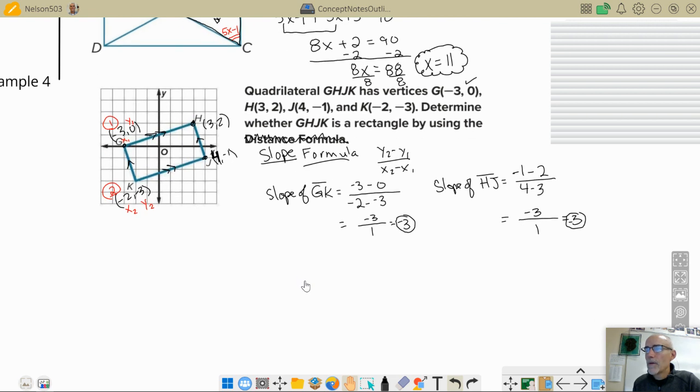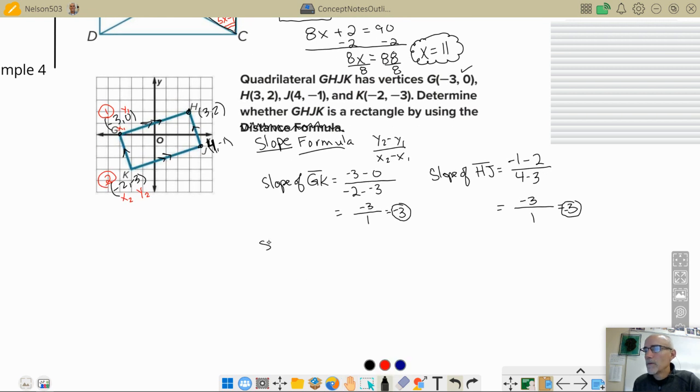So let's see. I want to find the slope of HG, okay? And so let's see. I'm going to go 2 minus 0. I'm going to pick up the pace a little bit. 3 minus a -3. So the denominator comes out to be 6, and the numerator is 2. That reduces down to 1/3. Okay, circle this guy right here.